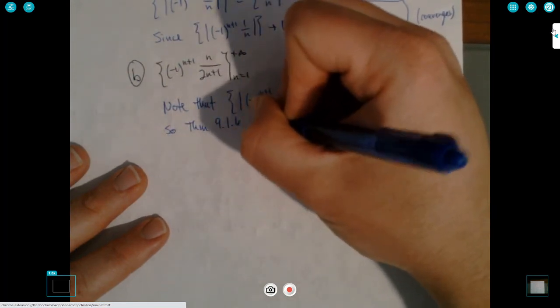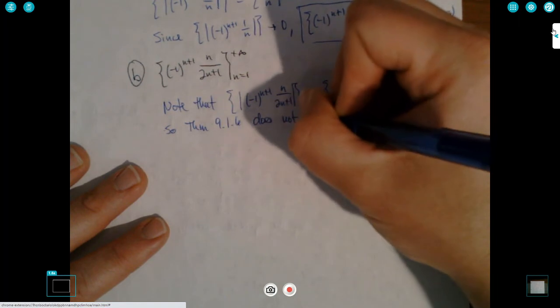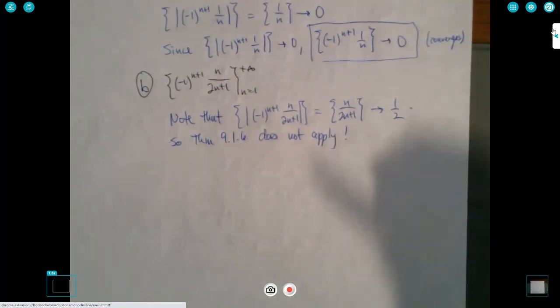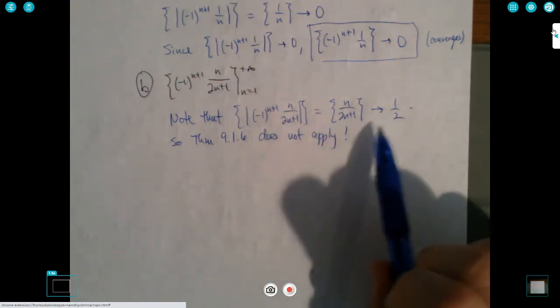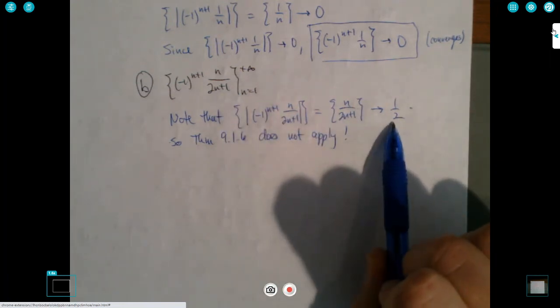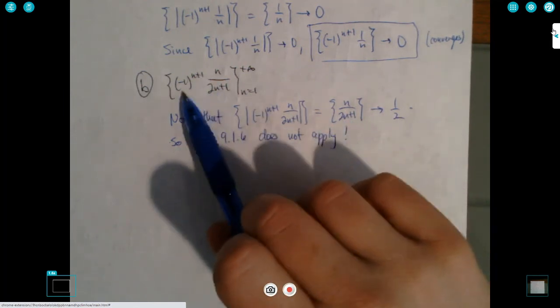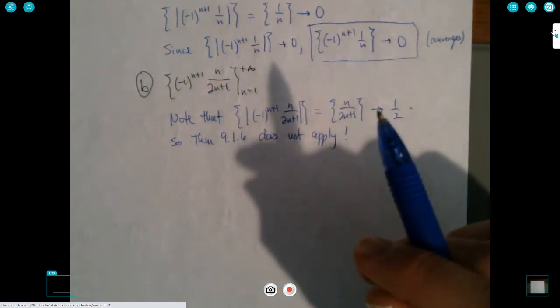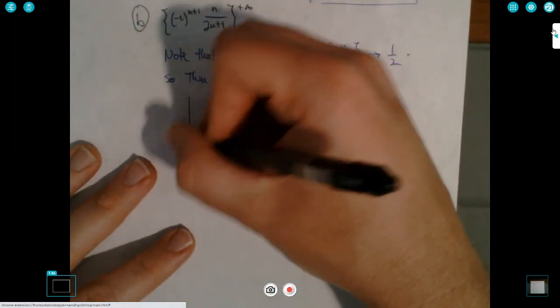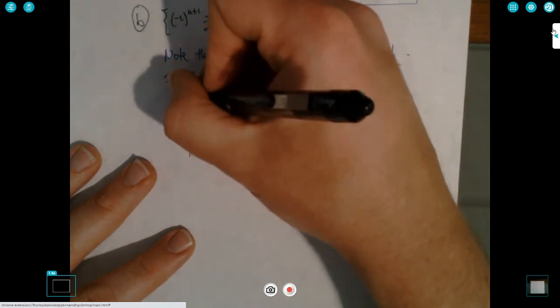Does not apply. In fact, actually it kind of does in a way, because you can think about this, right? You know that the absolute value is going to 1/2, but this -1 to the n plus 1 is going to cause it to alternate.